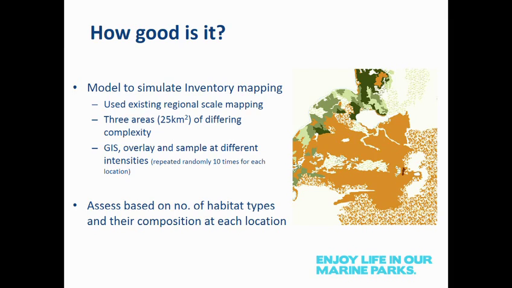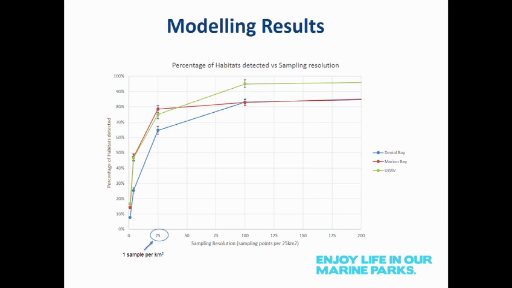Now, as I said, we're aiming for this resolution of 1 sample per square kilometre, which on first consideration seems very coarse, and you would suspect it not to tell you a lot, but the results we got were actually quite surprising. So this first graph is the percentage of habitats we were detecting in each of the areas at various resolutions, which are across the bottom of the graph. The one that I've circled there is 25 samples, which is 1 per square kilometre, which is what we're aiming for.